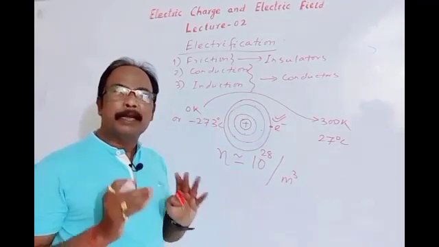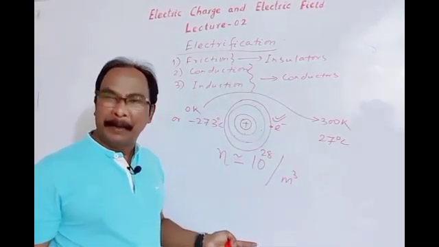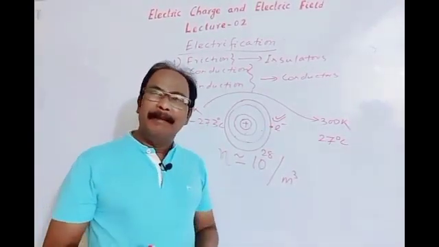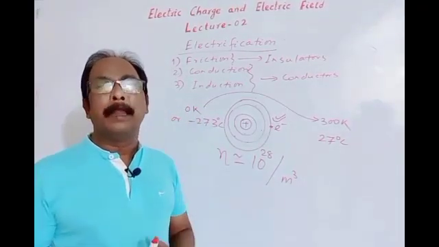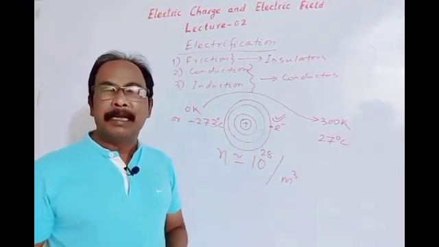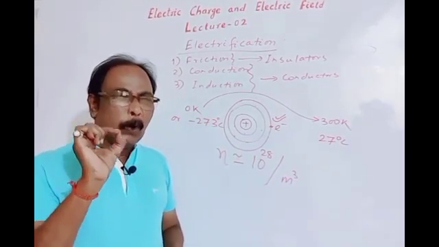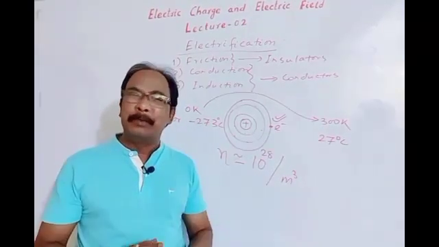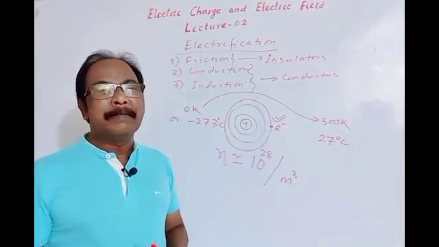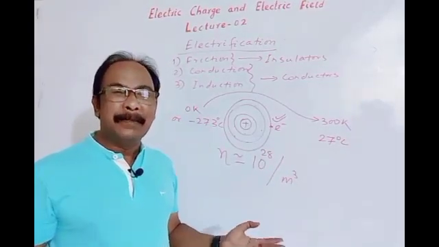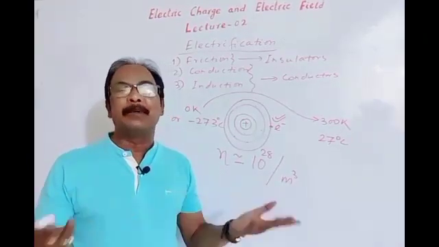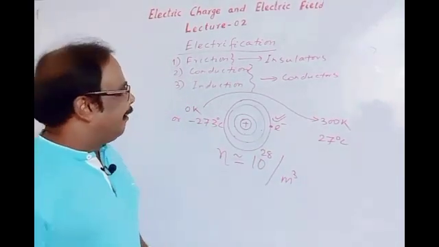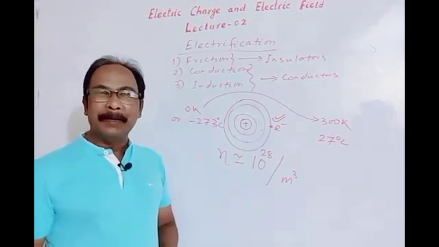We do say insulators do not contain free electrons at any temperature, but this is not conceptually right. Even though we say insulators have no free electrons, practically insulators may contain a very low number density of free electrons, which may be considered negligible. So usually we say insulators do not contain free electrons, or insulators do not allow the flow of charge in them. This is about conductor and insulator.